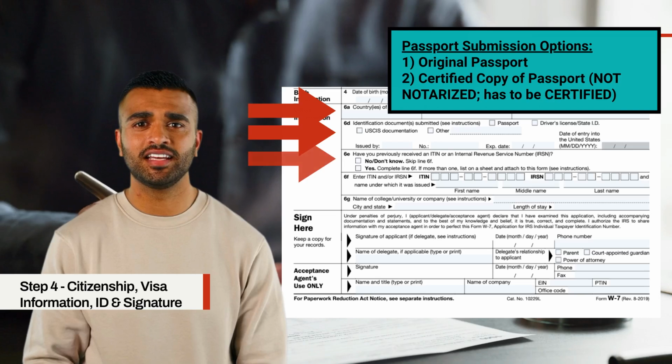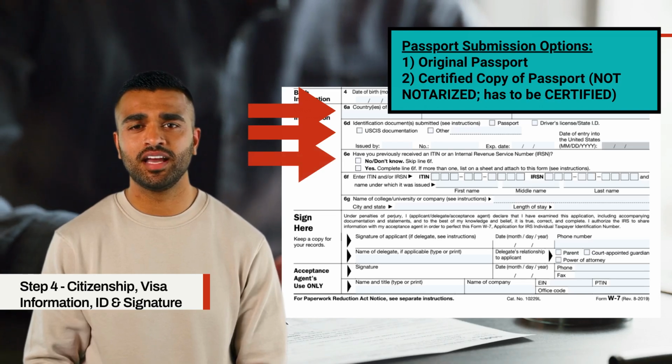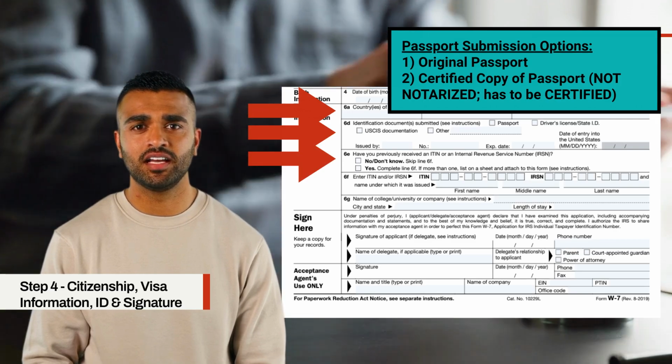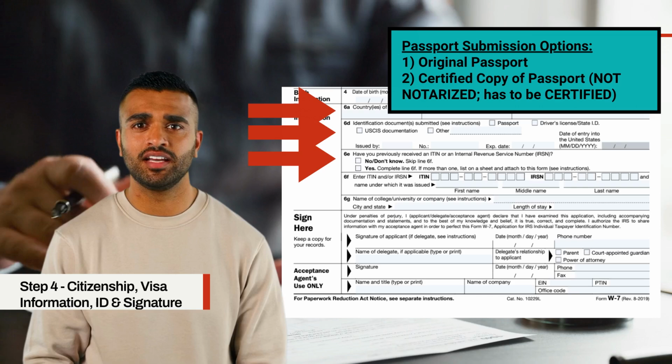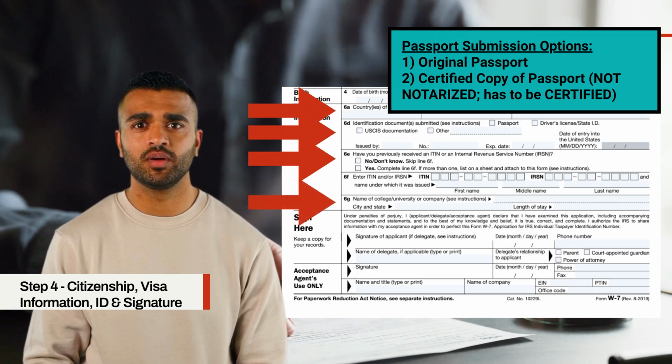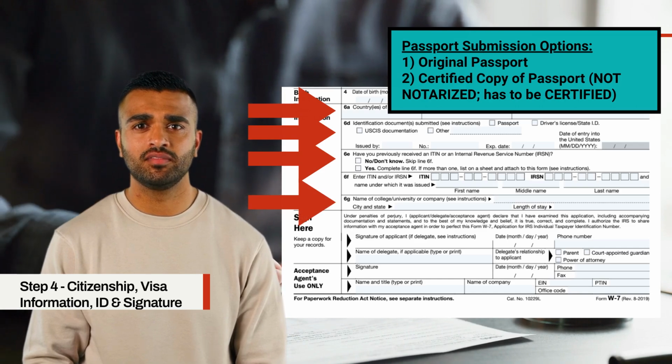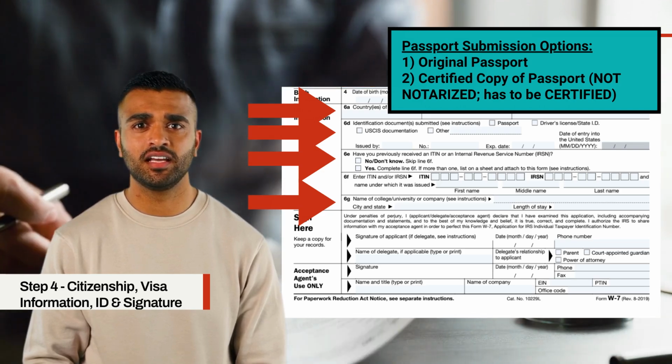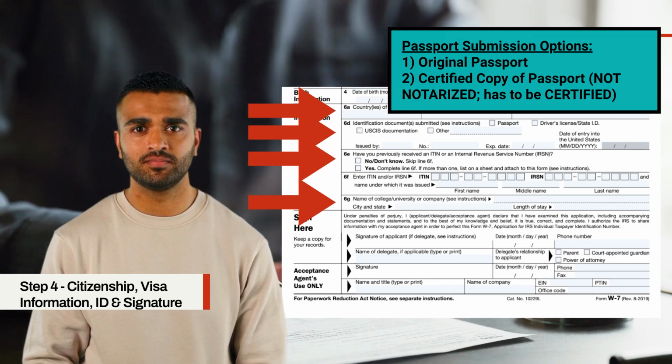In line 6E, indicate whether you've ever received an ITIN or an IRSN before. If you have, you'll enter the number in line 6F. If this is your first time applying, you can leave these lines blank. Line 6G is only for individuals who are temporarily in the U.S. for education or business. If this applies to you, enter the name of the institution or company and your length of stay. Otherwise, you can skip this section.